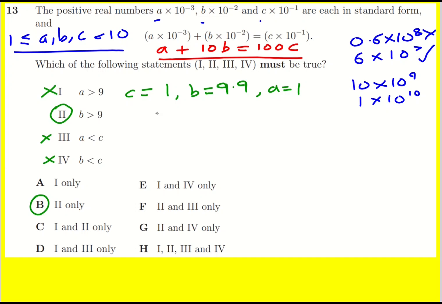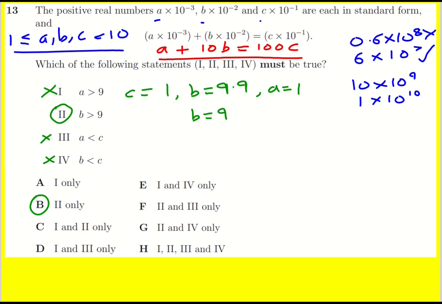Okay, B greater than 9. So what if B was less than 9? Maybe I could make it equal to 9. Actually, let's just make it equal to 9, because if I can show that there's a problem, I know it would have to be greater than 9.